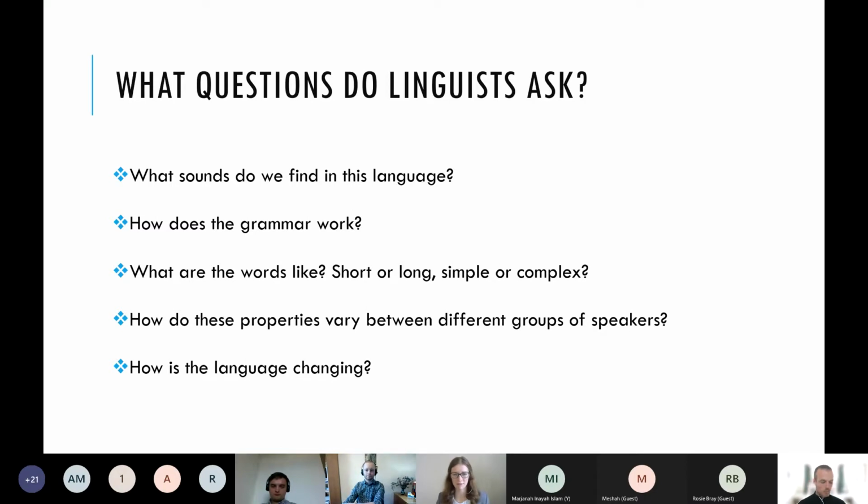Is the word order different? Or are there other changes? We might ask, what are the words like in this language we're looking at? Do they tend to be short or long? Are they simple or complex? And we might look at other questions like, how do all these different properties vary between groups of speakers? Or how is the language changing over time? It's a lot going on.